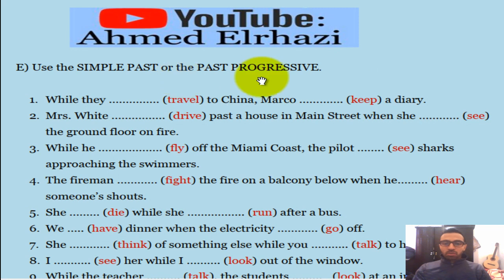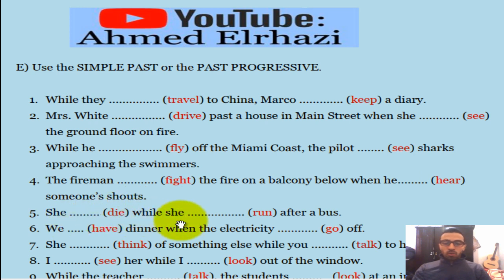Use the simple past or past progressive. While they travel to China, Marco keep a diary. Mrs. White drive past a house in Main Street when she see the ground floor on fire. While he fly off the Miami coast, the pilot see sharks approaching the swimmers. The fireman fight the fire on a balcony below when he hear someone's shouts.